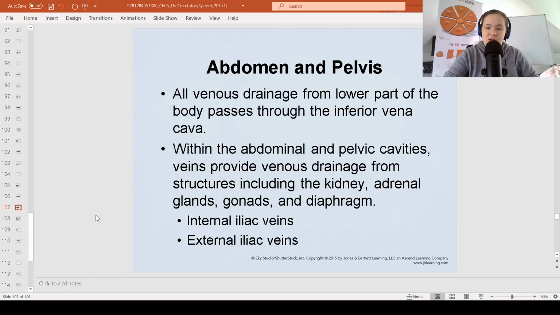All venous drainage from lower parts of the body passes through the inferior vena cava, which is why it's so dangerous to have trauma occur there. Within the abdominal and pelvic cavities, veins provide venous drainage from structures including the kidneys, adrenal glands, gonads, and diaphragm, the internal iliac veins, and external iliac veins.